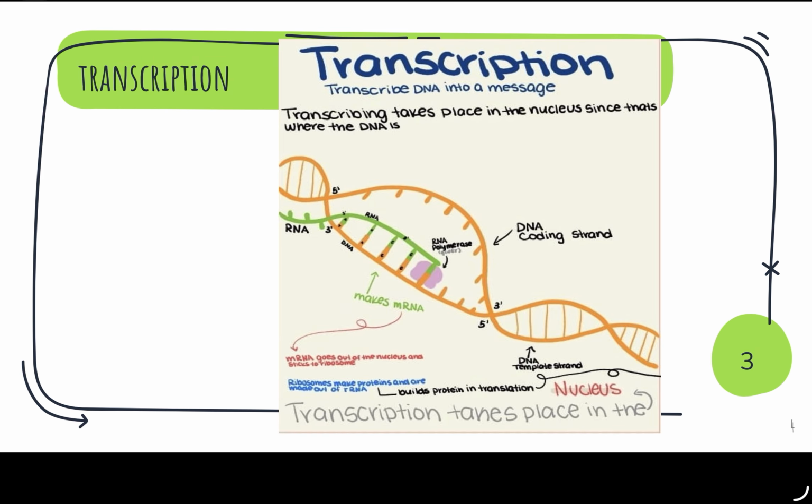Now, to start, the first step of protein synthesis is transcription, and it occurs in the nucleus. During transcription, a section of the DNA is unzipped and copied into a molecule called messenger RNA, known as mRNA. The mRNA carries the genetic instructions out of the nucleus so the protein can be made.